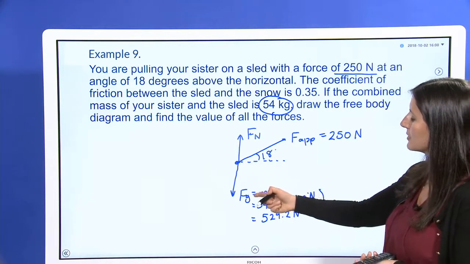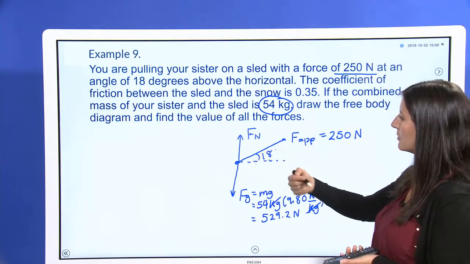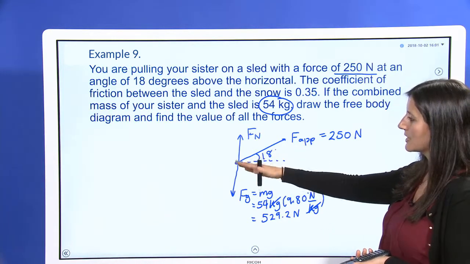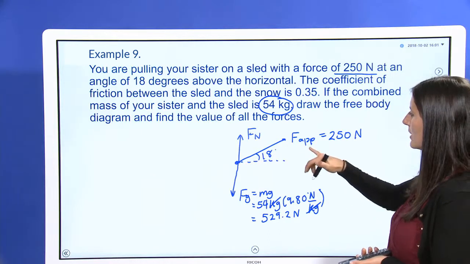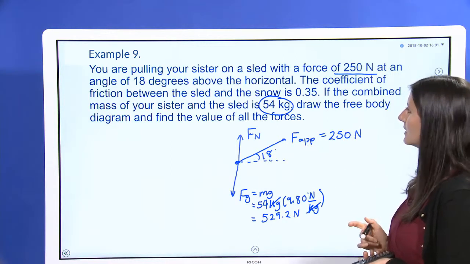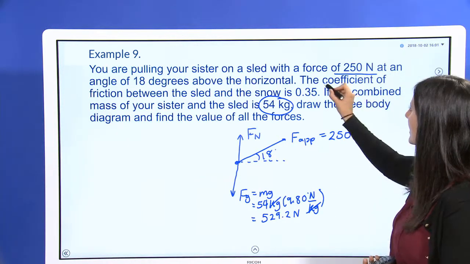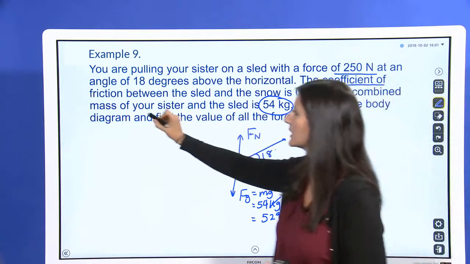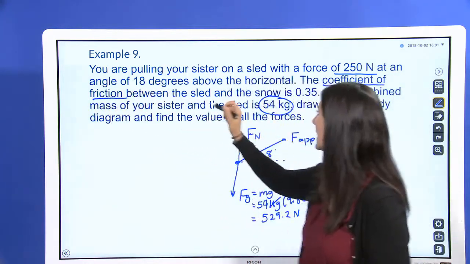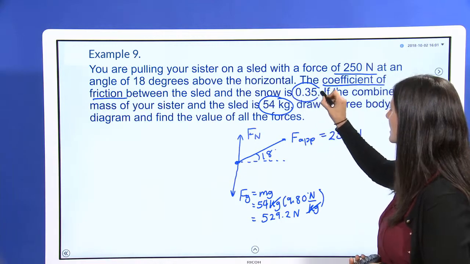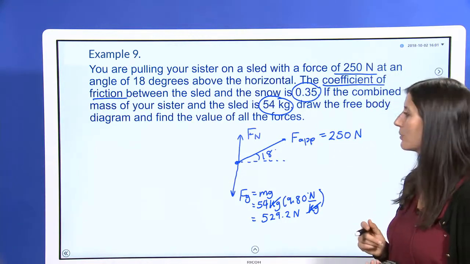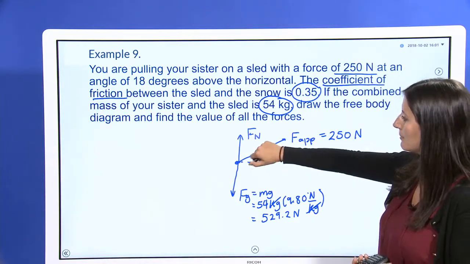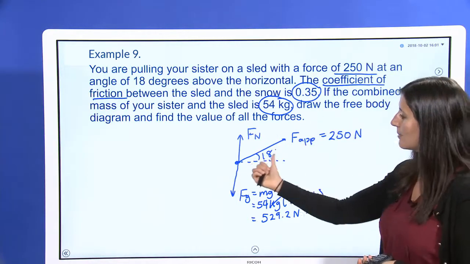Okay, so I have a force of gravity in every case. I have a normal force because my sister and sled are on the surface, on the snow. I have a force applied, and they also mention in this question that the coefficient of friction between the sled and the snow is 0.35. So there must be friction. So I'm pulling my sister at this angle. She's coming towards me, okay?